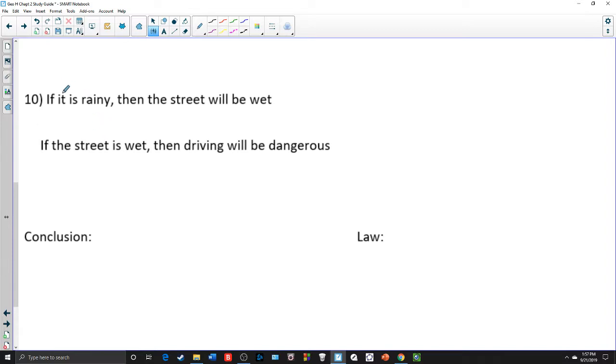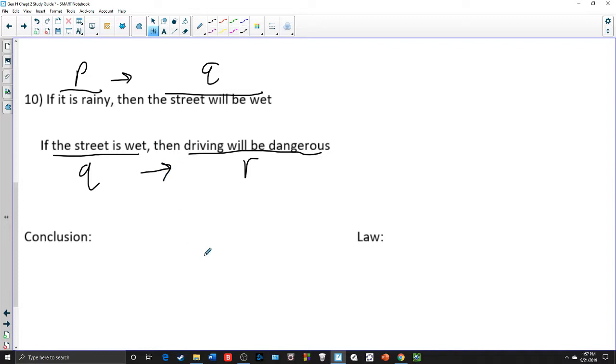If it is rainy, that's our P. Then the street will be wet, that's our Q. If the street is wet, well, again, street wet is Q, then driving will be dangerous, that's R. So Q, then R. So we have P leads to Q, we have Q leads to R, and therefore we can cut out the middleman and say that P leads to R.